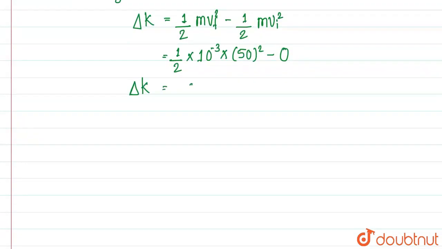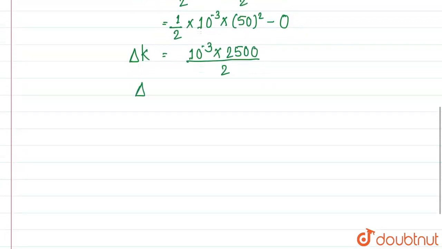So we will get the change in kinetic energy as 10 raised to minus 3 into 2500 divided by 2. So this one we will get as 1.250 joule.